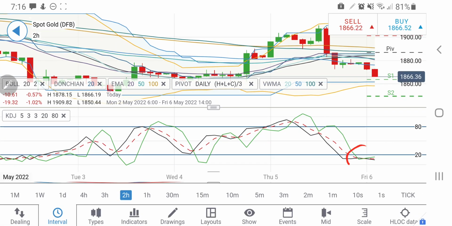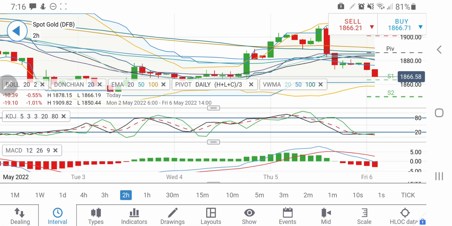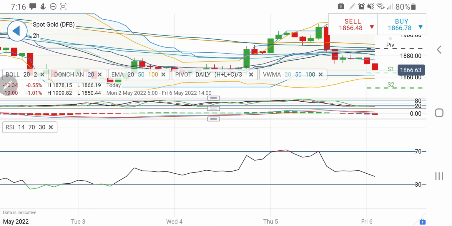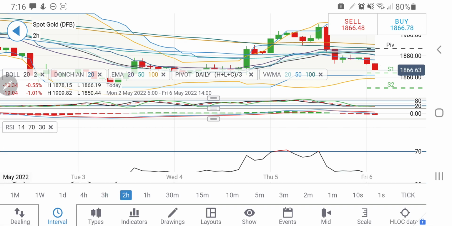Look at this. The 2-hour stochastic is oversold, and hence a little bounce back later can be expected. MACD is widely divergent and still in sell, indicating probable bearishness, and RSI is looking downwards on the 2-hour charts.